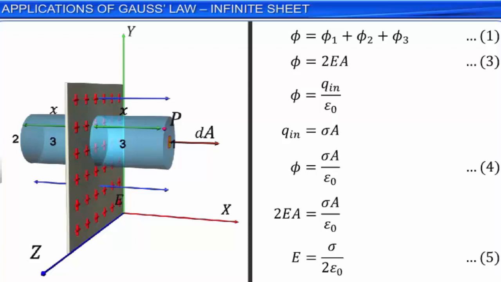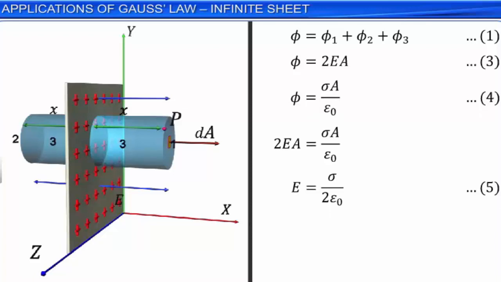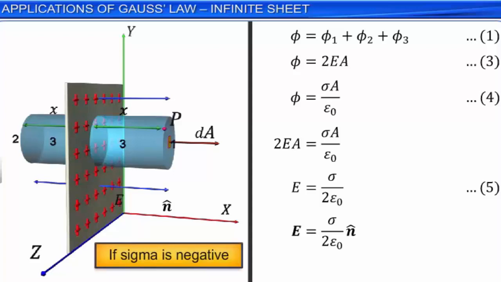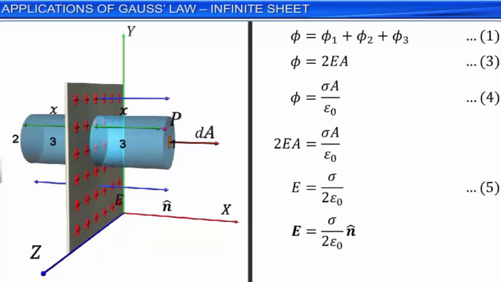Vectorially, E is equal to sigma by 2 epsilon naught into n cap, where n cap is the unit vector perpendicular to the plane and passing away from it. If sigma is negative, then n cap will point towards the sheet of charge, and if sigma is positive, then n cap will point away from the sheet of charge. Thus, for an infinite large planar sheet of charge, the expression for E, as given by equation 5, is approximately true in the middle regions of the planar sheet, away from the ends.